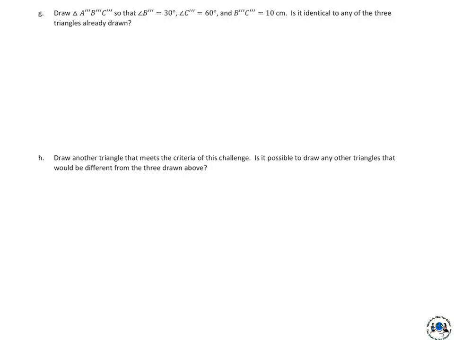Okay, so now G here asks you to draw triangle A triple prime, B triple prime, C triple prime. So B triple prime equals 30, C triple prime equals 60, and the segment B triple prime, C triple prime equals 10 centimeters. Is it identical to any of the three triangles already drawn? Well, the truth is it has to be.